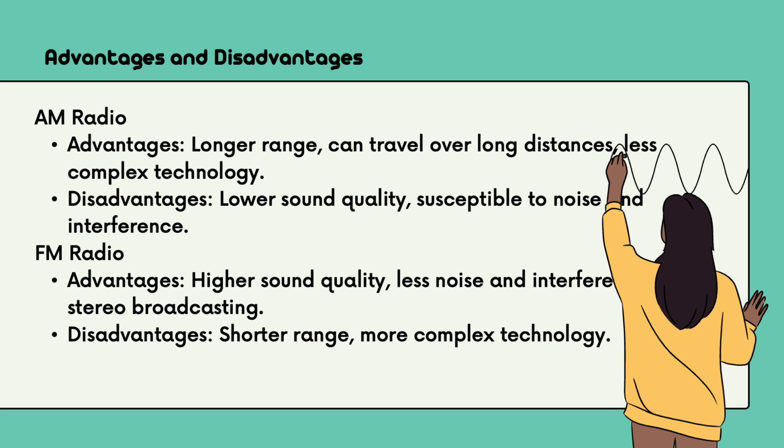In the age of Spotify and satellite radio, you might wonder if AM and FM radio are relics of the past. Surprisingly, these technologies are very much alive and kicking. AM radio's ability to travel long distances makes it a reliable source of news and information in areas with limited internet access. And it also plays a crucial role during emergencies, where timely broadcasts can save lives.